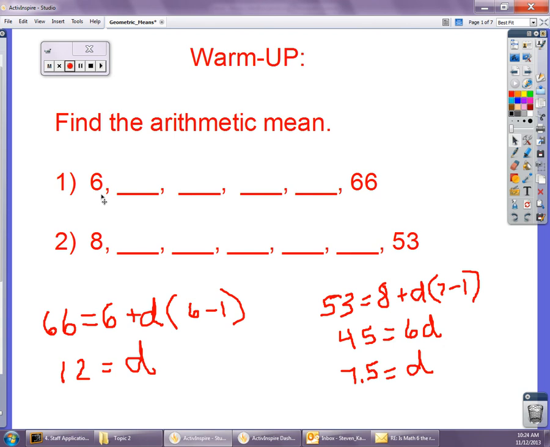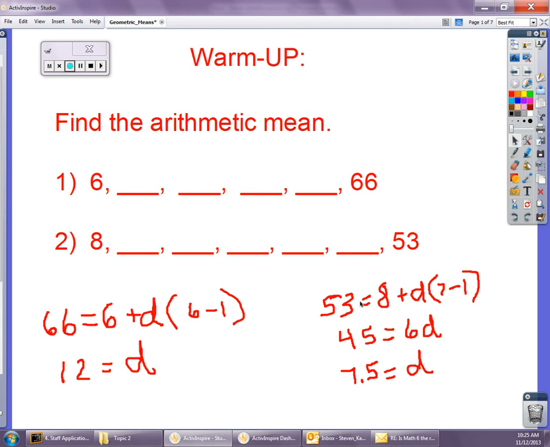All right. So for the first one, we know the first term. We know it's plus some common difference because we said it's arithmetic. And we actually have the sixth term is 66. So I plug a 6 in for the term, and I know it should equal 66. And when I solve this equation, I get d equals 12, which means every time you're adding 12. So if you want to fill in the missing information, you would do plus 12 to get 18, plus 12, plus 12, plus 12, and eventually you get to 66.